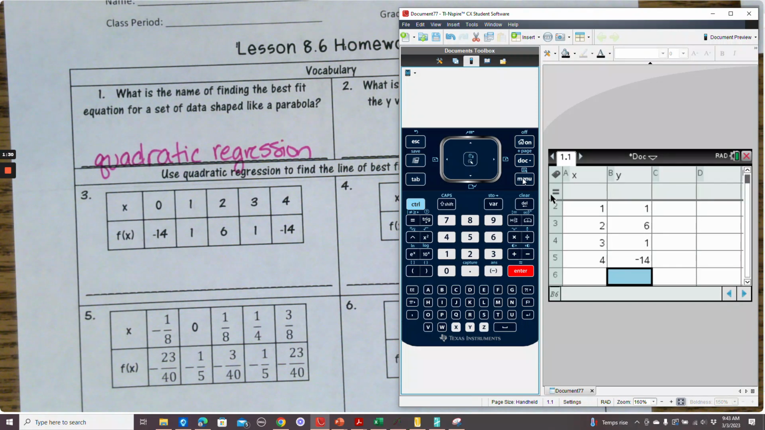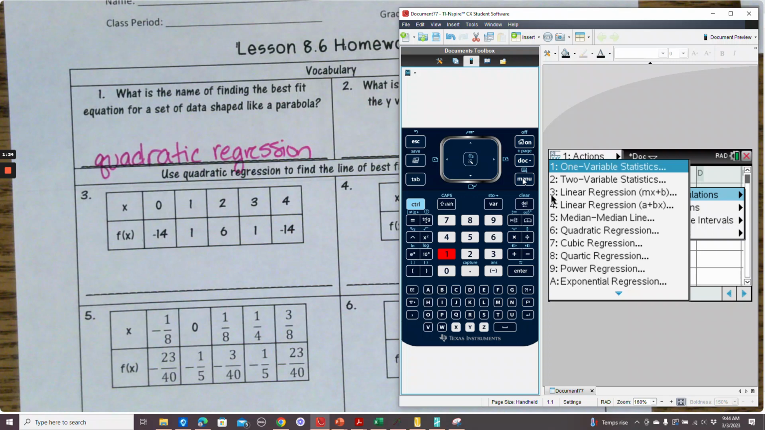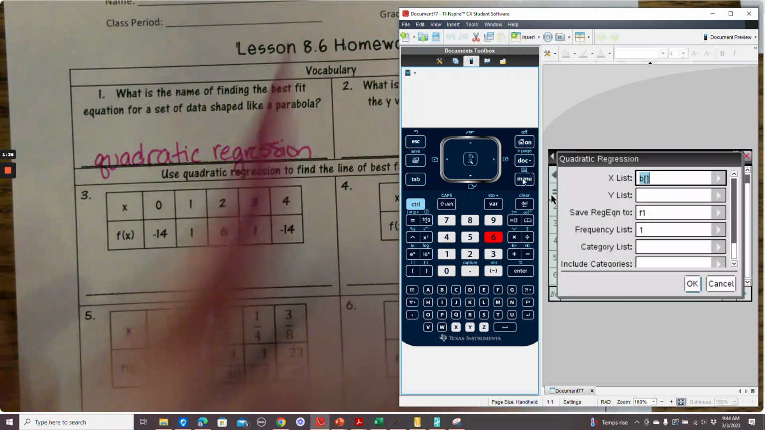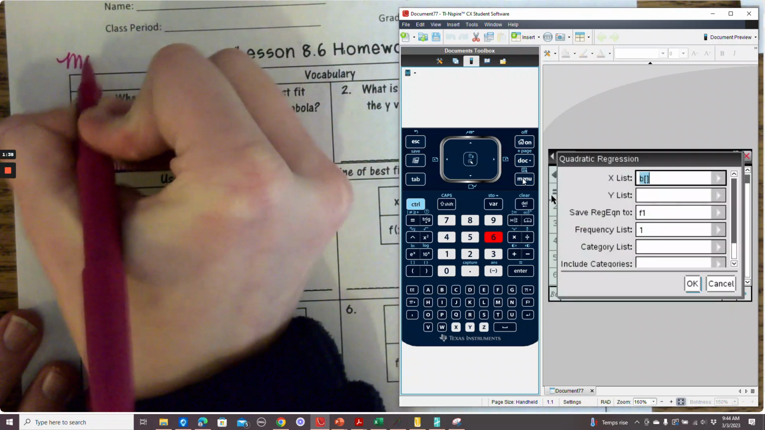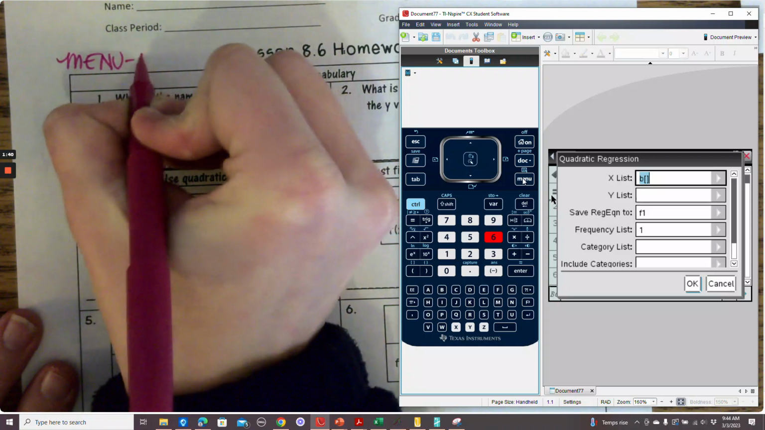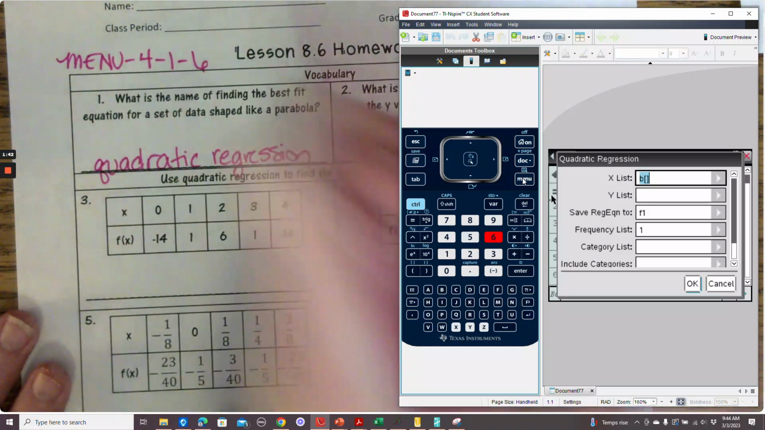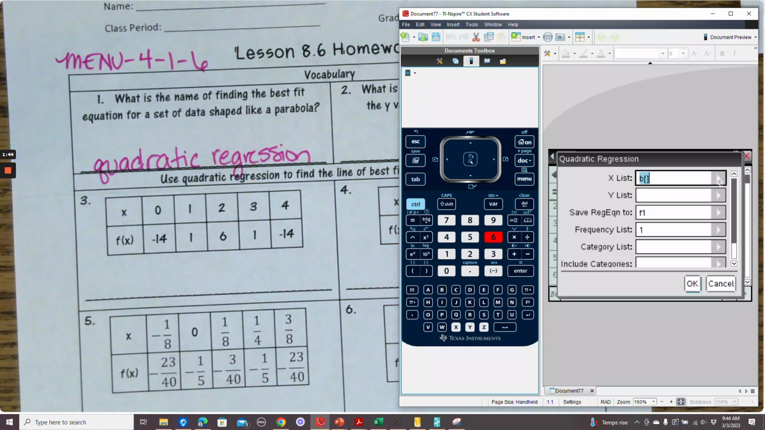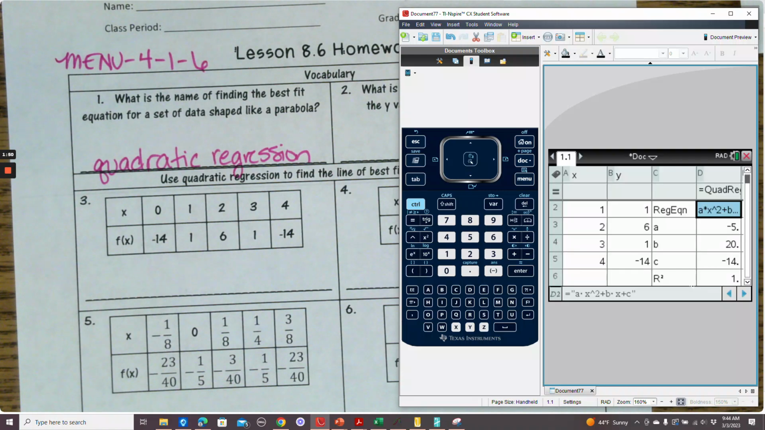And so the keys for quadratic regression are menu 4, 1, 6. Okay, so I'll write that at the top of my page. Menu 4, 1, 6. And that little half page you got yesterday has this on there. So the X list is X, the Y list is Y. So make sure you change those and then hit OK.